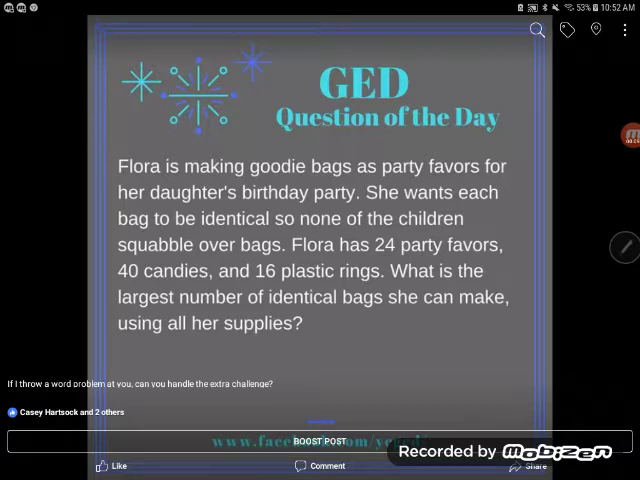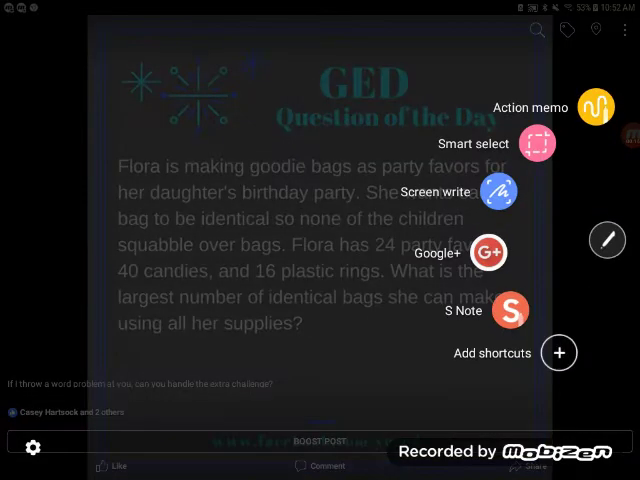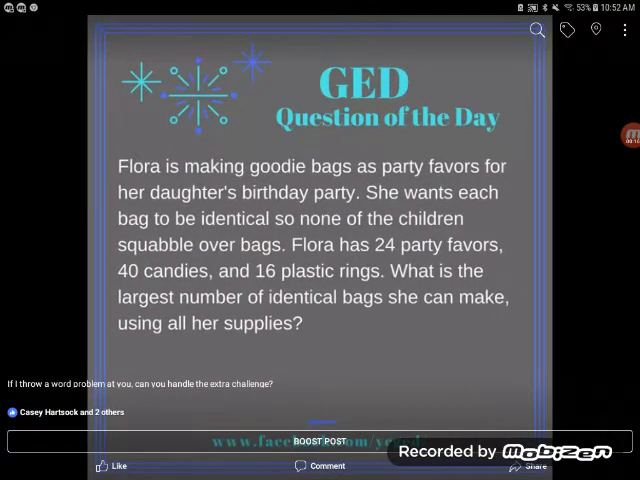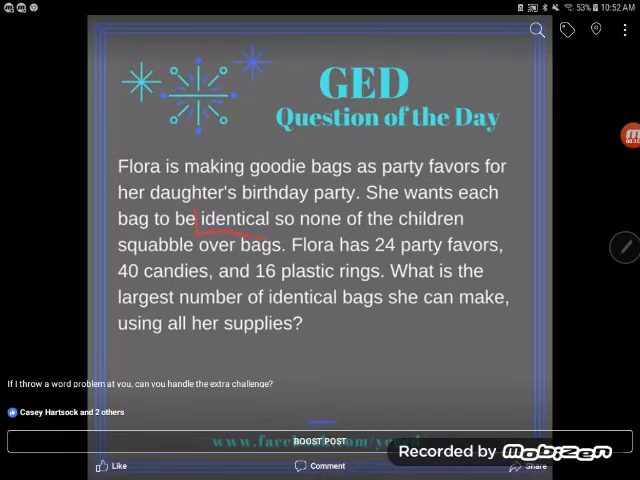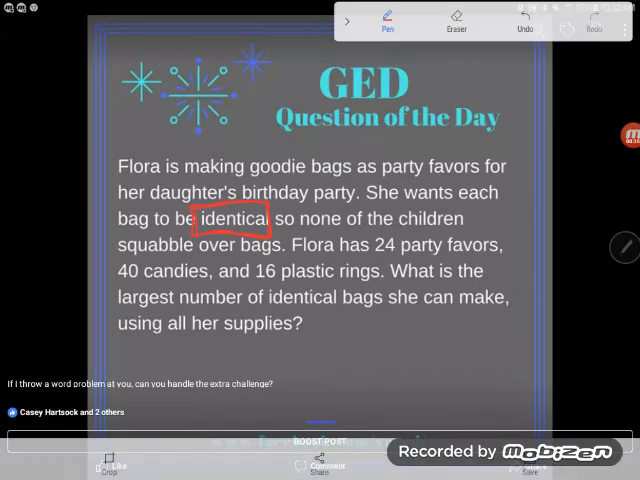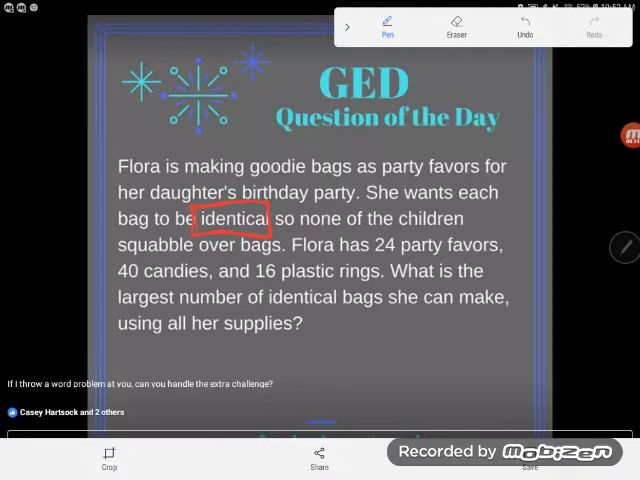Let's take a look. It says Flora is making goodie bags as party favors for her daughter's birthday. Yeah, super special Flora, but definitely not math. Okay, she wants each bag to be identical. Okay, that's important. Identical, equal sized, same number in each bag. That's a math concept. So none of the children squabble over bags.